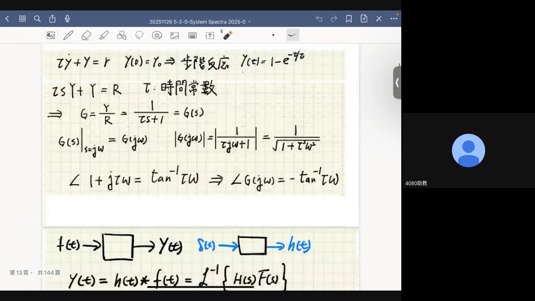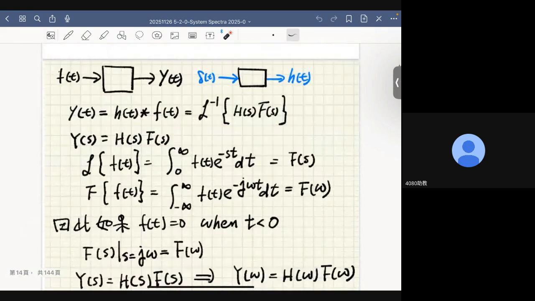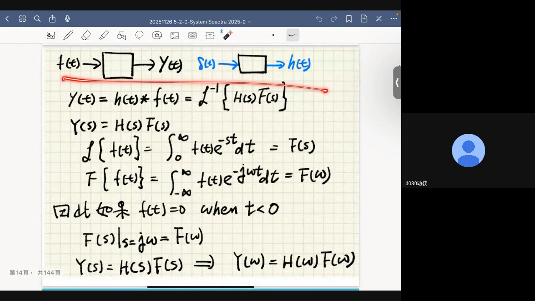And that transfer function, let me put it this way, this is what we have. Let's say this block represents the system, and f(t) is the input, y(t) is the resulting output. Now, assume the input is δ(t), which is an impulse function, and the result is denoted as h(t), which is what we call the impulse response. And we all know that the zero-state response is actually the convolution integral of the input and the impulse response.